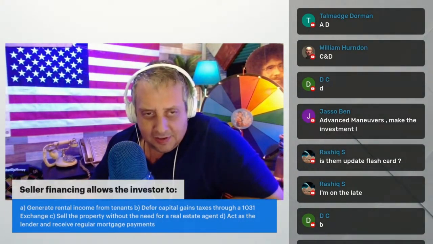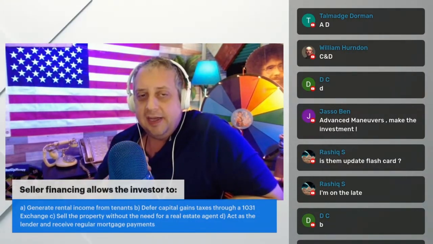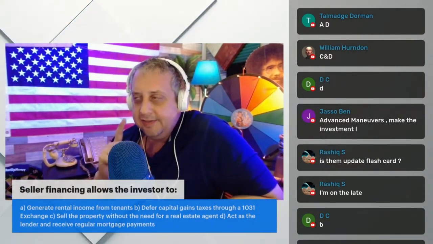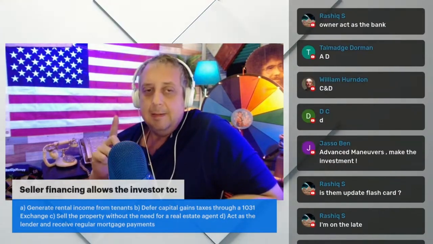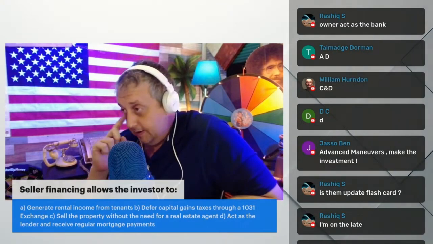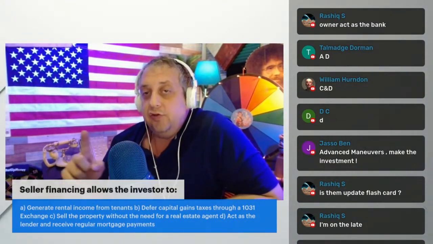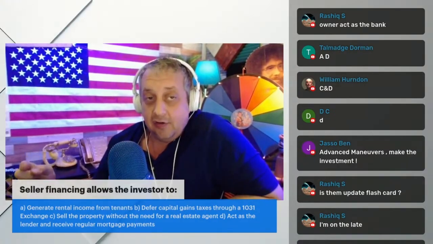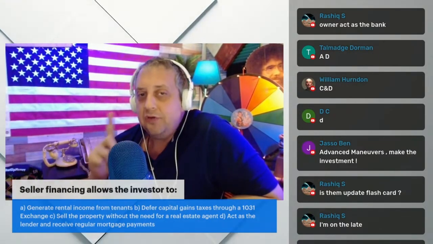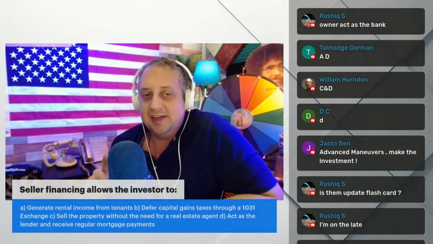Okay. Would A work, generate rental income? It would not be A, because this is actually referring to the exit strategy of seller financing. So maybe you pick up a house subject to, and then you turn around and sell it using seller financing. Okay, now that I've put it in perspective for you, it makes more sense.